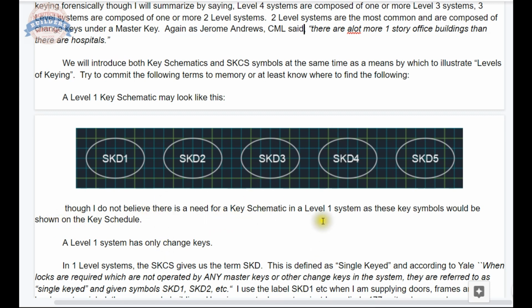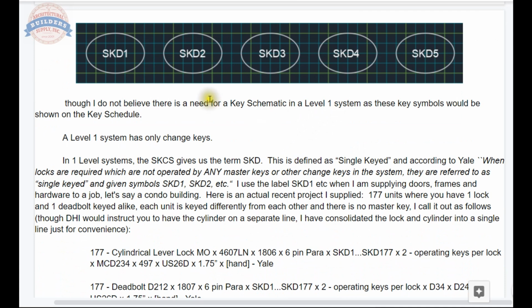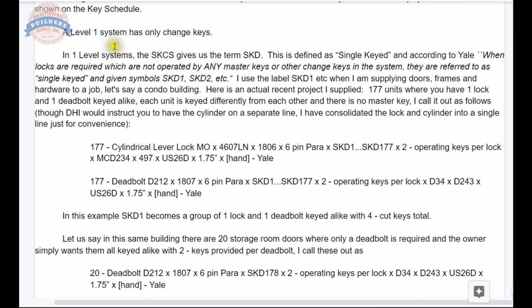I'm not sure if there's a need for a level 1 key schematic, as these key symbols would be shown on the key schedule. But again, if one were to exist, I imagine it would look like that. A level 1 system has only change keys. In level 1 systems, the SKCS gives us the term SKD. This is defined as single keyed. And according to Yale, when locks are required which are not operated by any master keys or other change keys in the system, they are referred to as single keyed and given symbols SKD1, SKD2, etc.